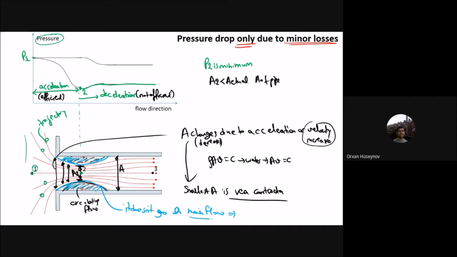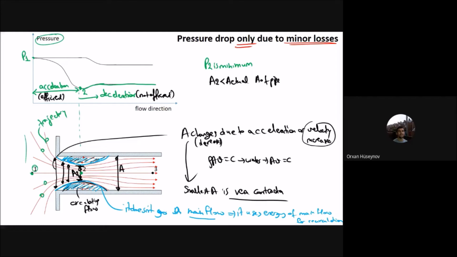It doesn't go with the main flow. It uses kinetic energy, not exactly kinetic energy but general energy. So it uses energy of the main flow for recirculation. You can see it doesn't go with the main flow. This is the main flow. It doesn't go with it, but it recirculates here by using the energy of the main flow. And this one is the loss. This is the reason we are having the loss.